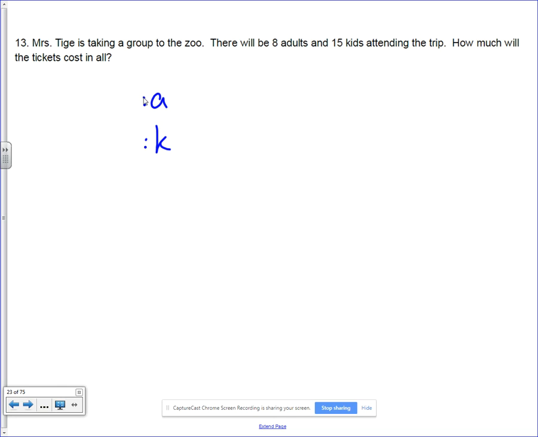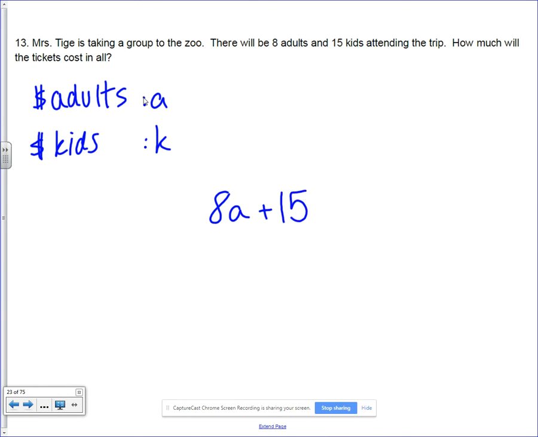What did you guys use to define the A? What about the adults? Is it the number of adults or the amount of money? The cost for the adults. What about for the K? Cost for the kids. And then what'd you write for your expression? How'd y'all do? We do okay? Just fine?